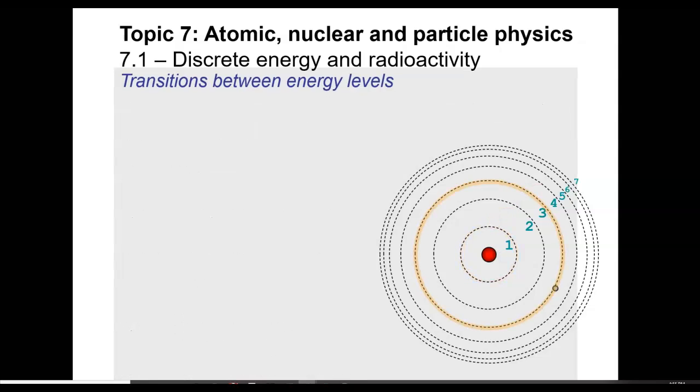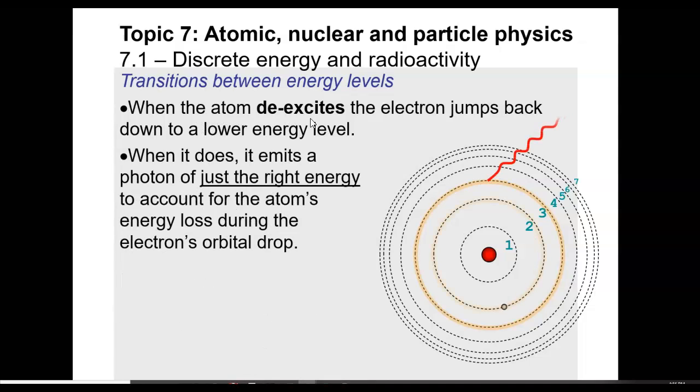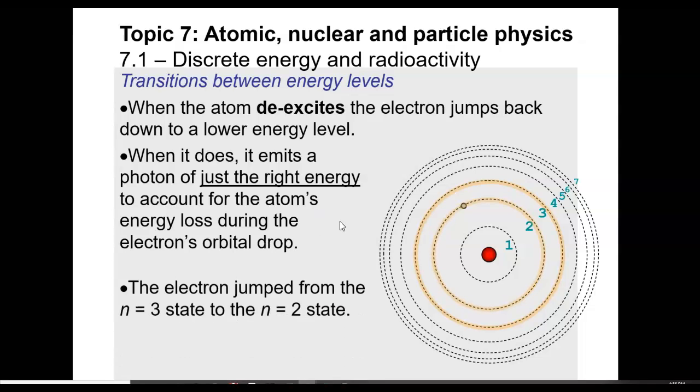And then once it is excited, once it's at a higher energy level, it is spontaneously on its own going to fall down one way or another, in this case either from 3 to 2 or from 3 to 1. Here it says when the atom de-excites, the electron jumps back down to a lower energy level. When it does, it emits a photon of just the right energy to account for the atom's energy loss during the electron's orbital drop. So we've talked about that before.